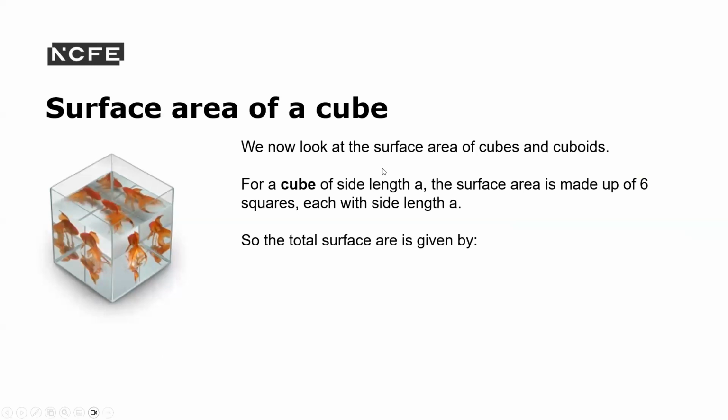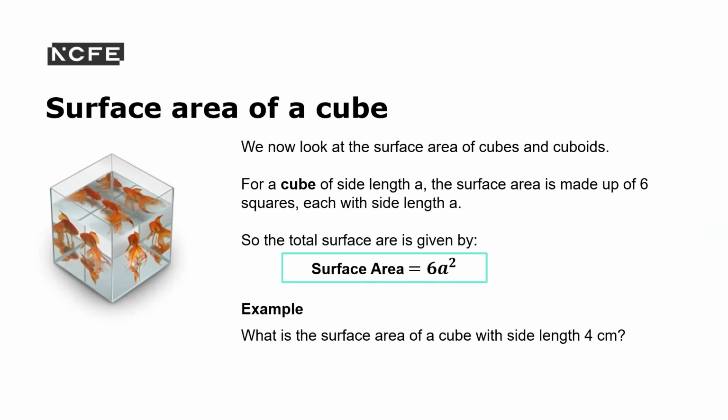For the surface area of a cube with side length A, the surface area is made up of 6 squares, each with side length A. So that's 1, 2, 3, 4, 5, 6: top, bottom, left, right, and side by side. The total surface area is 6 times A squared, or 6A squared. The example here: what is the surface area of a cube with side length 4 centimeters? So that's 4 by 4 by 4. The solution is 6, because it's 6 sides, times 4 times 4, and that equals 96 square centimeters.